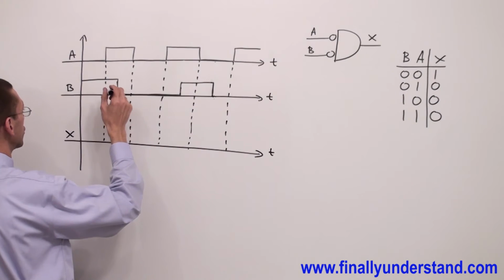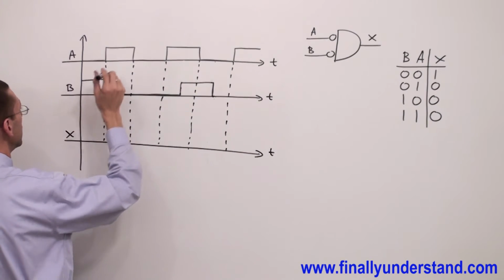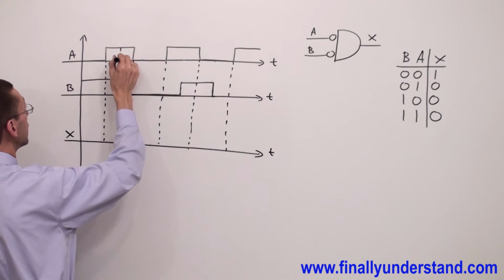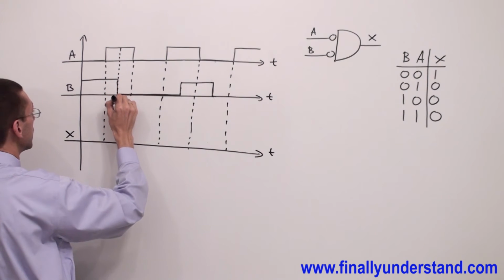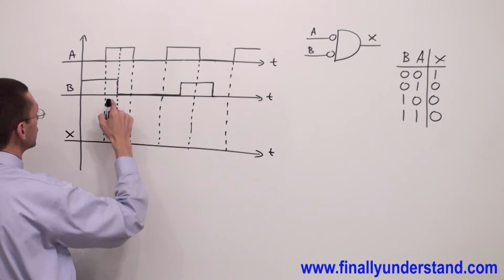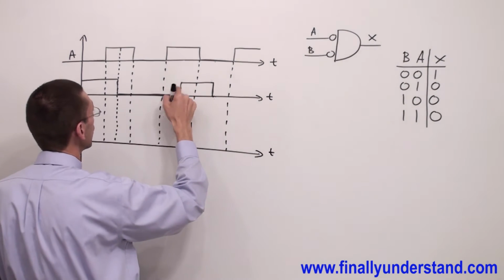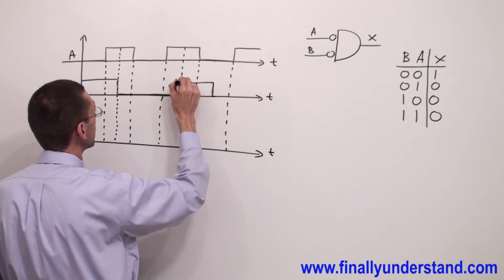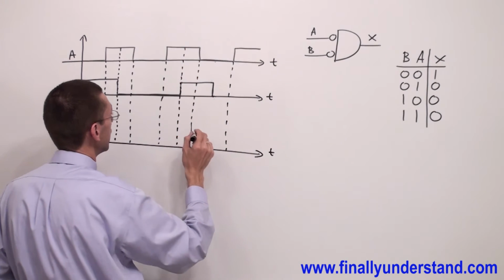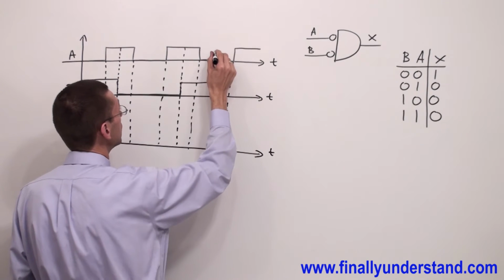Next, we're supposed to draw the dashed lines for the B waveform. Okay, so this is my first transition from high to low, and we have another transition from low to high. And we have from high to low.